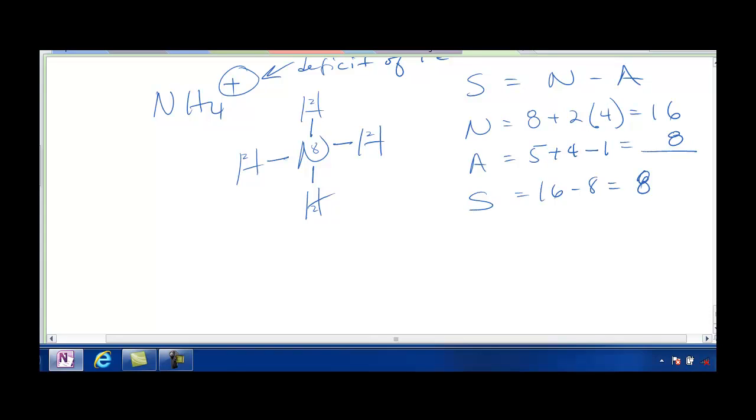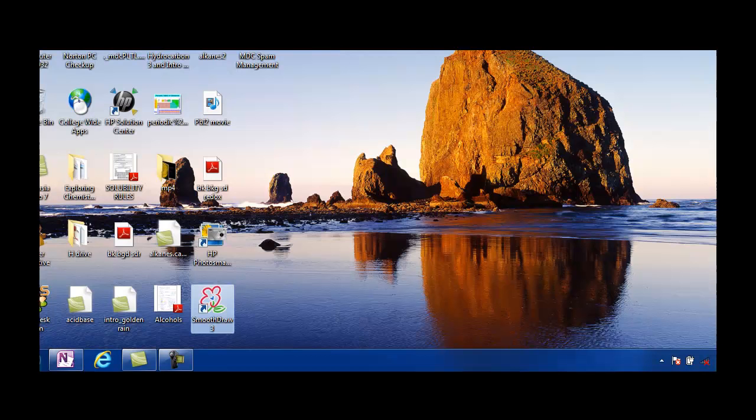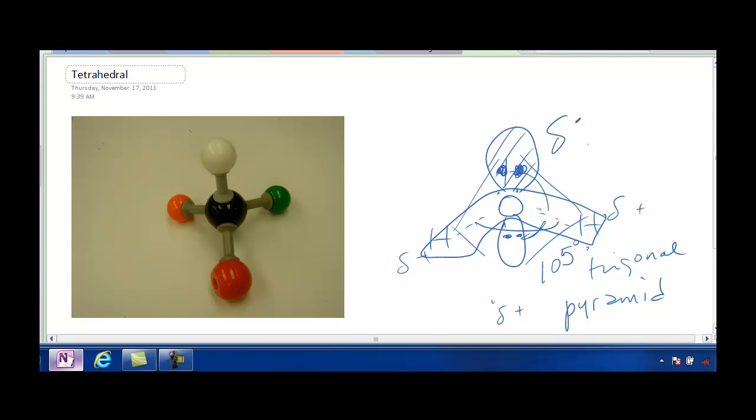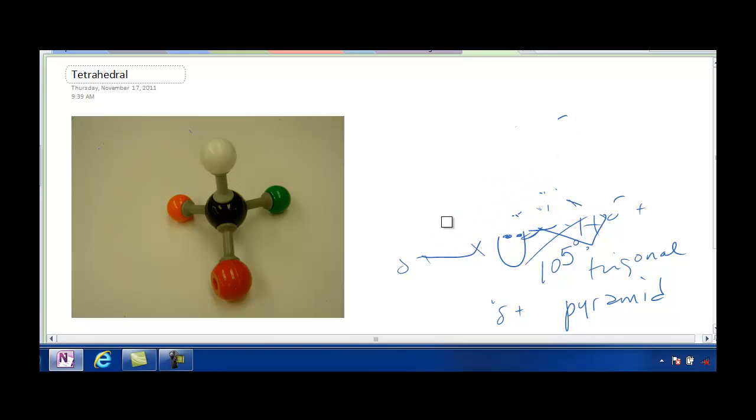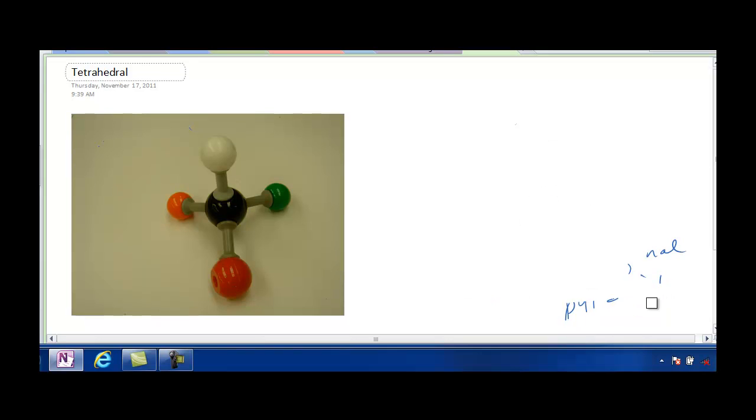So what shape do you think this guy's going to have? If the central atom has 4 negative clouds, 4 bonds coming from it. I'm going to have my nitrogen in the middle, so now my black ball is my nitrogen. And it doesn't matter where I put my white or red or green or blue. They're all 109 degrees apart from one another.